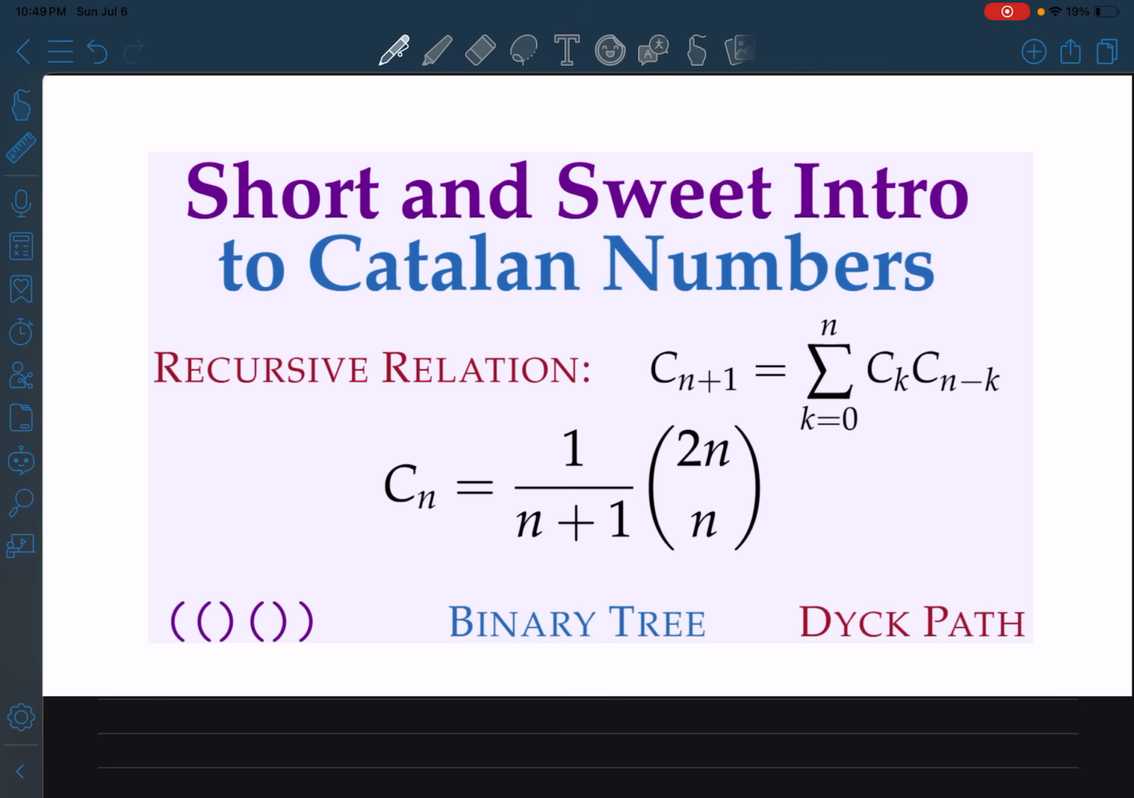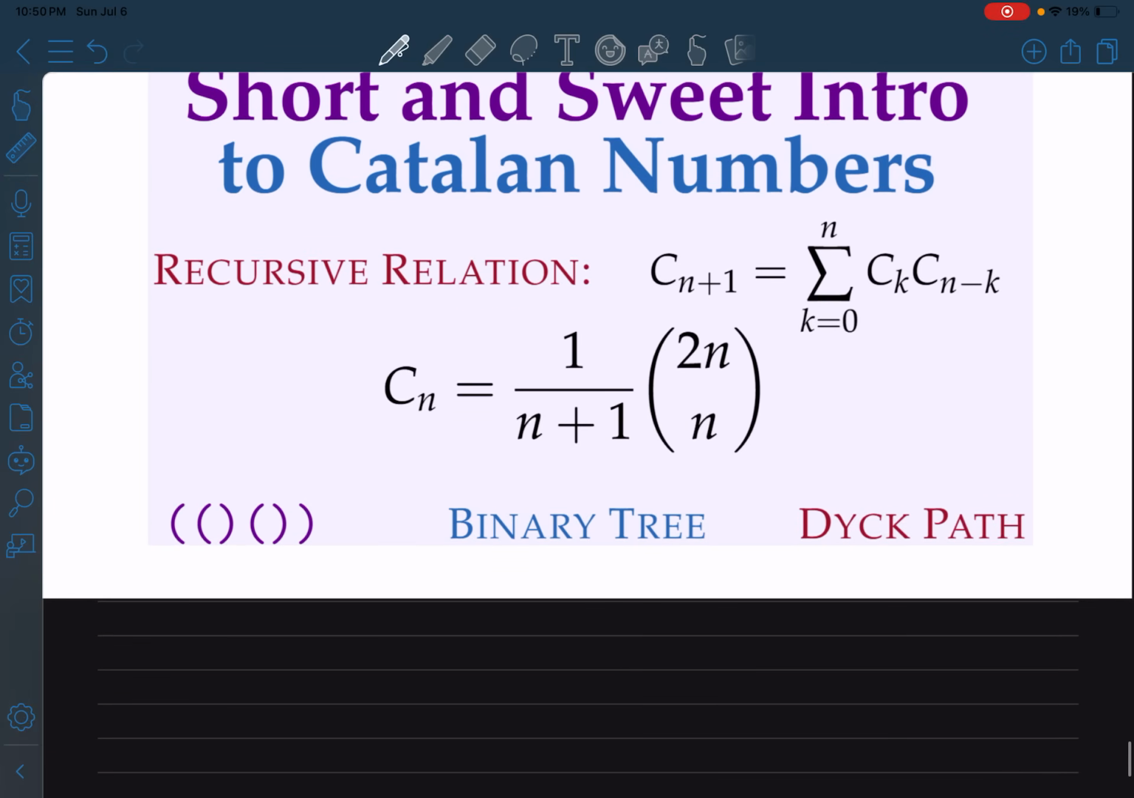On this screen, you can see the recursive formula for Catalan numbers, also the explicit formula, 1 over n plus 1 times 2n choose n. And also, there are a few ways Catalan numbers are used, right? Like to find these arrangements, or in binary trees, or decoupage.